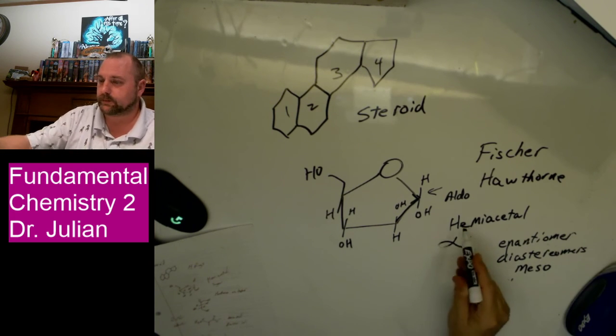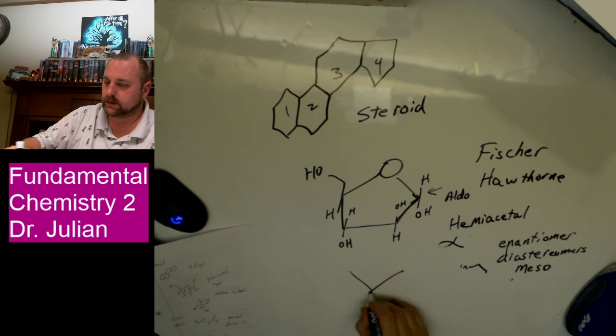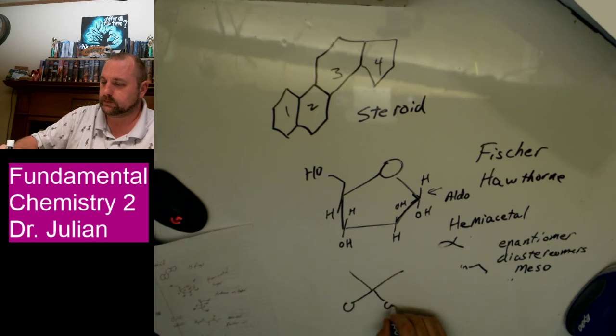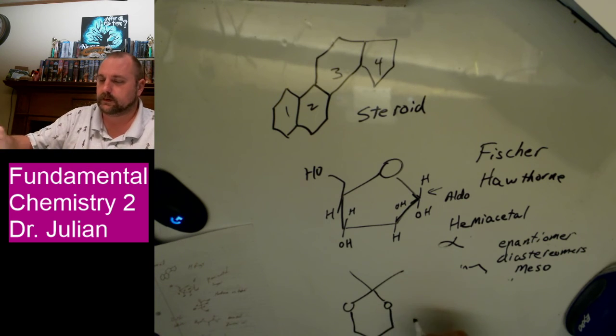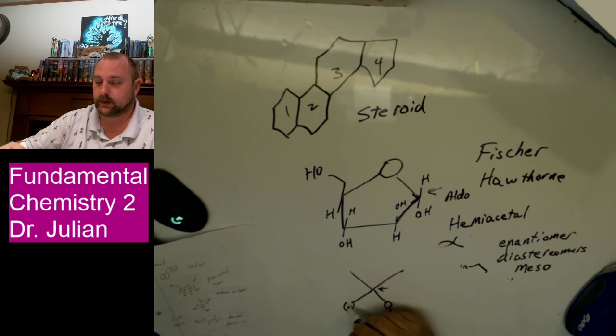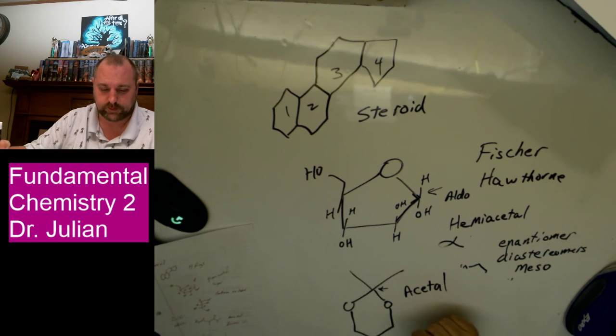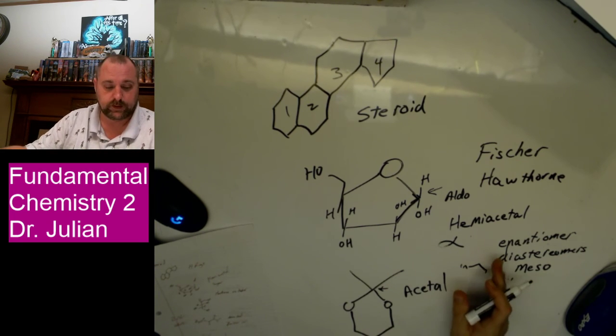Let's see. So we talked about hemiacetal. So in lab we used this kind of idea for this compound. So this carbon here has two ether groups, two oxygens connected to carbons on it. So it's an acetal. We could use that as protecting groups. So I'll be able to tell the difference between those.